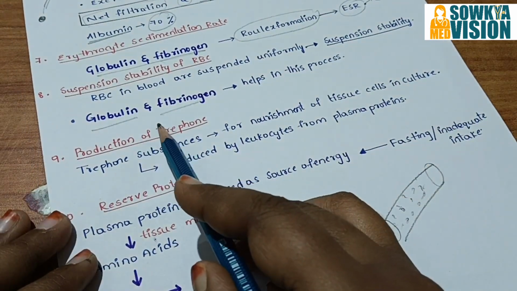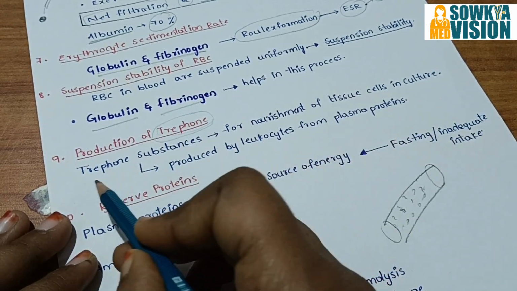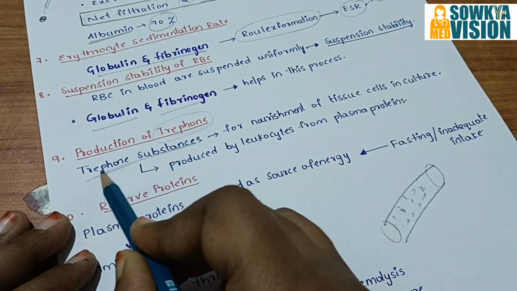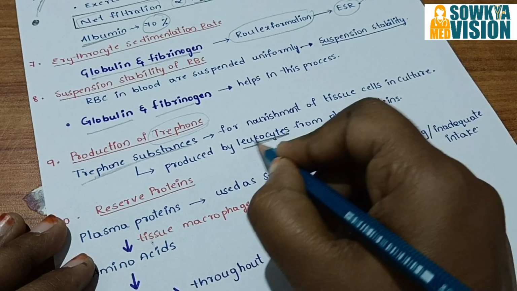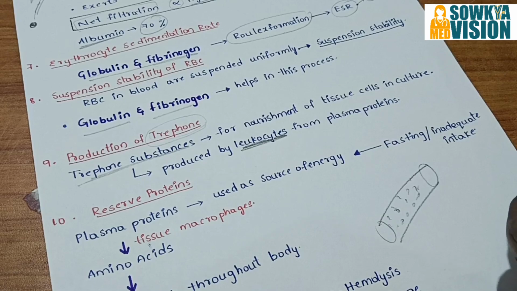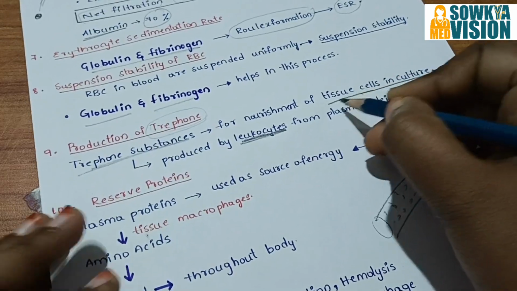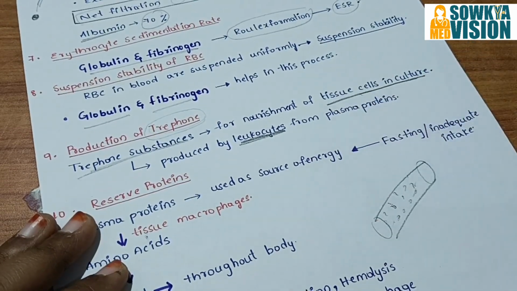And it is also involved in production of tryptophan. Tryptophan is a substance produced by leukocytes, which gives nourishment to the tissue cells in culture.